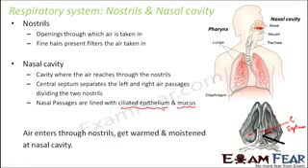So what happens is, air enters through the nostrils, and it gets warmed and moistened at the nasal cavity. So nostrils just act as the entrance, and the nasal cavity helps to filter the air, to warm and moisten it with the help of mucus and the ciliated epithelium.